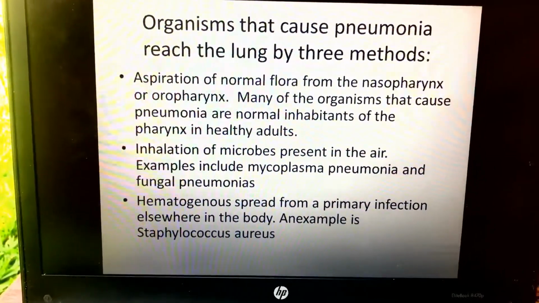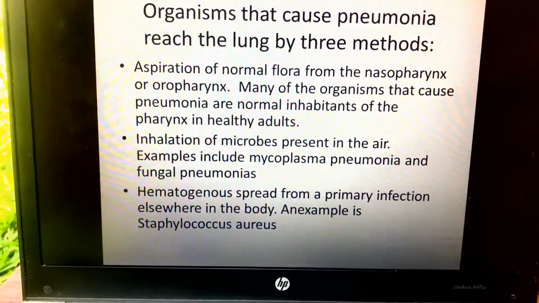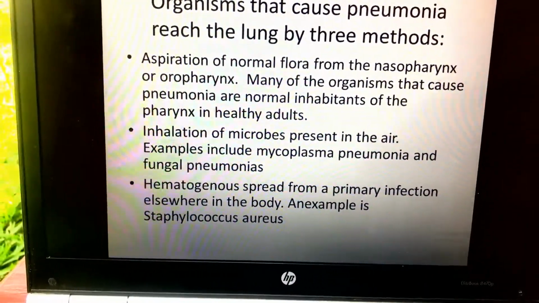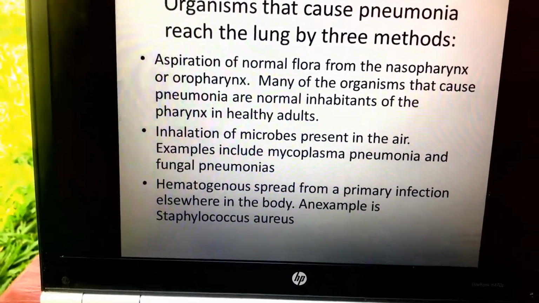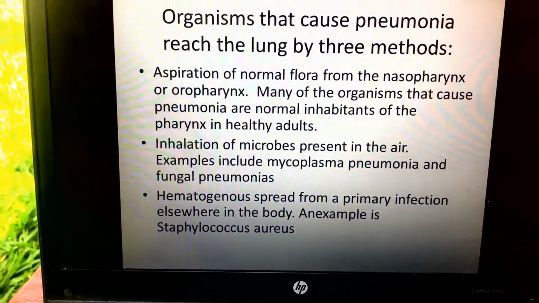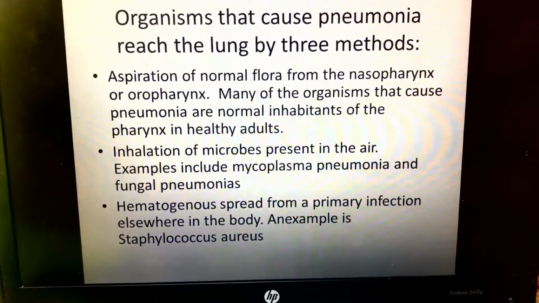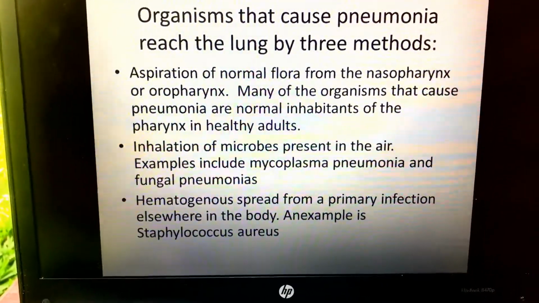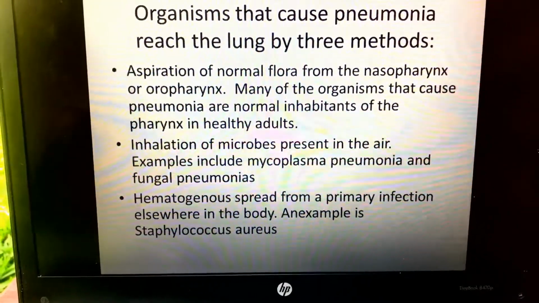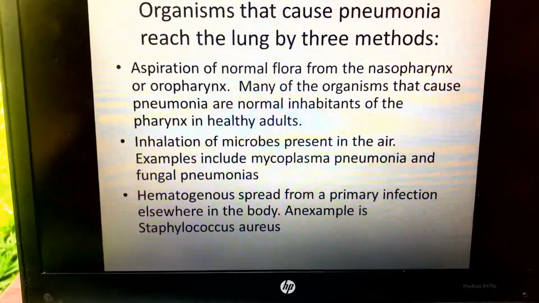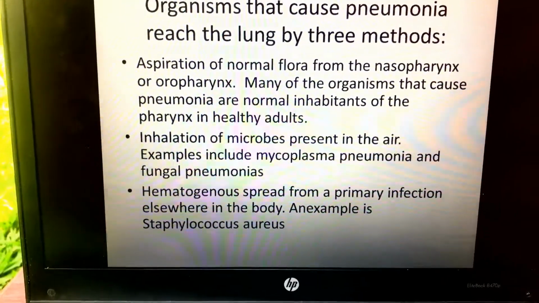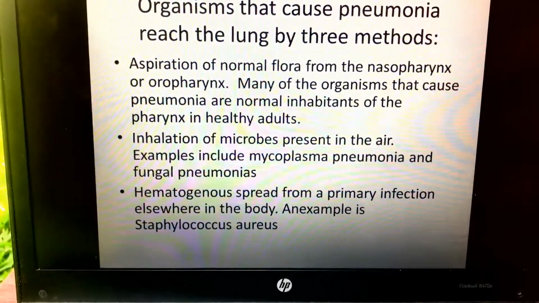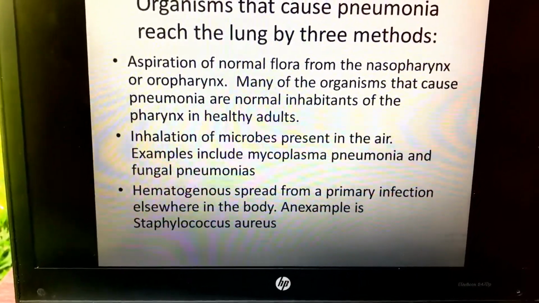Many of the organisms that cause pneumonia are normal inhabitants of the pharynx in the healthy adult. You can see that when the mechanisms of protection are impaired, the normal flora in the mouth can enter into the lungs and cause infections. Second, inhalation of microbes present in the air can also cause infections.